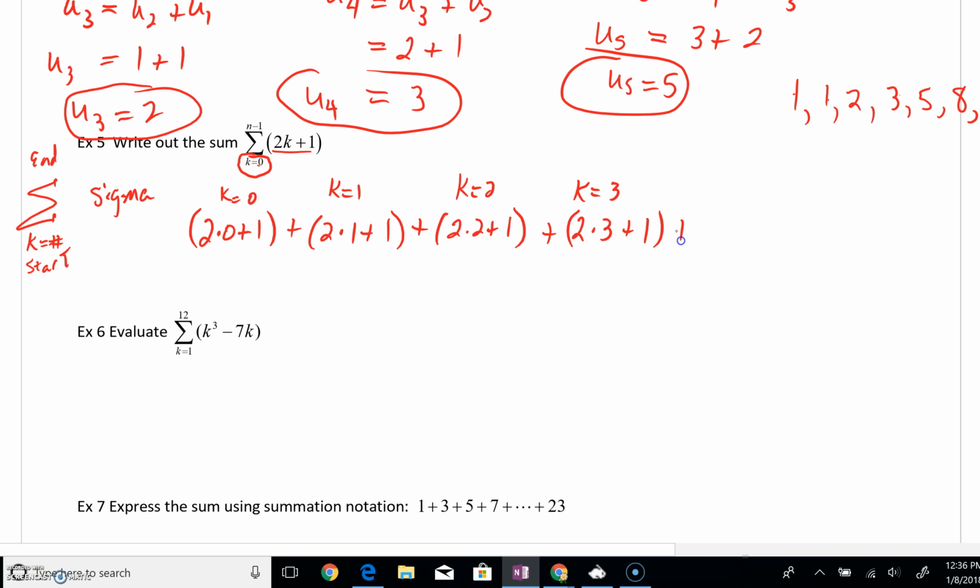Here's the problem, though. The ending is unspecified. It's just n minus 1. So that's 2 times n minus 1 plus 1. So what does all this work out to?